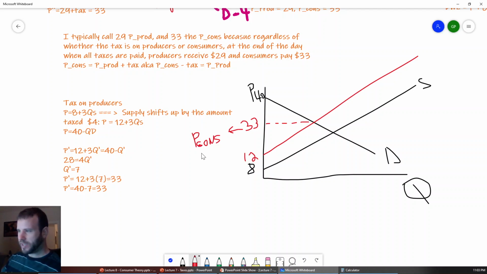Okay, so you have P-cons here. It's 33. The price that producers actually receive per good, P-prod, is going to be 33 minus the tax. So the tax is 4, so 29. That's going to be my P prod.